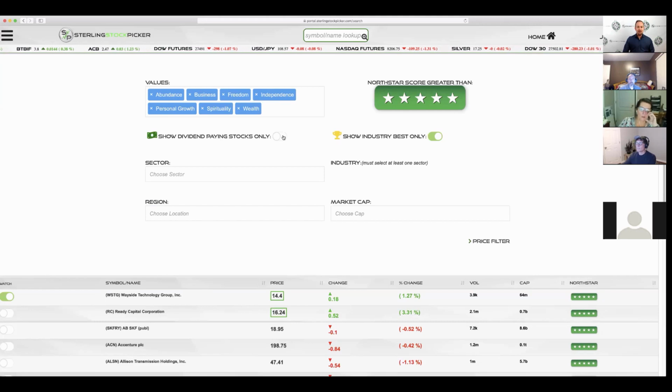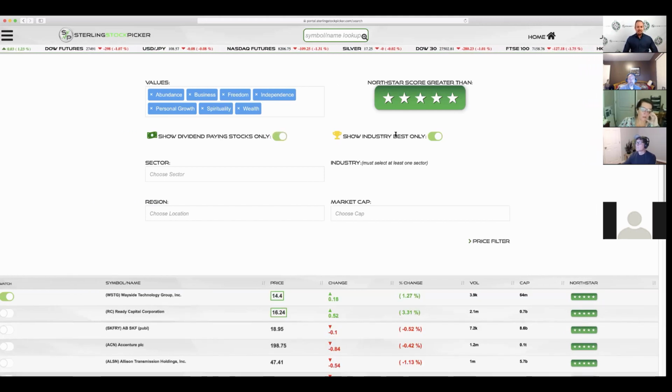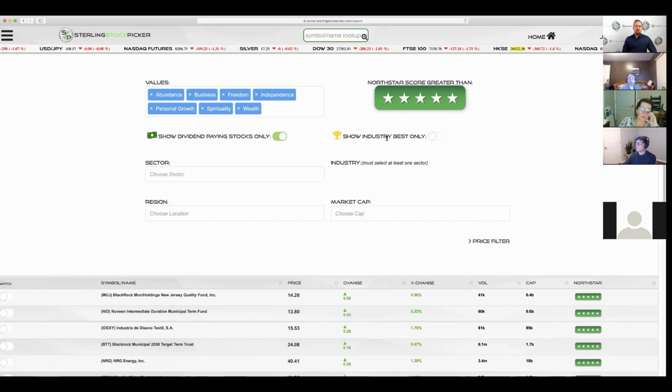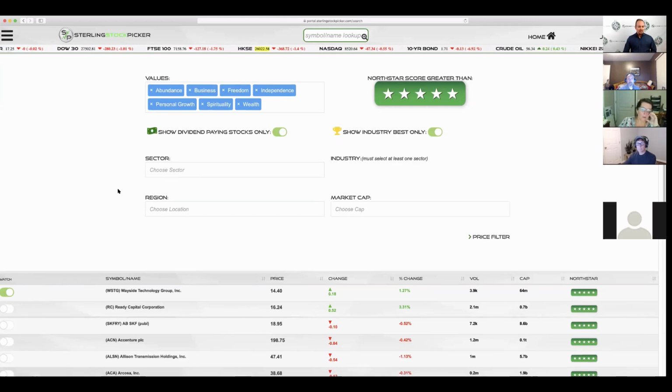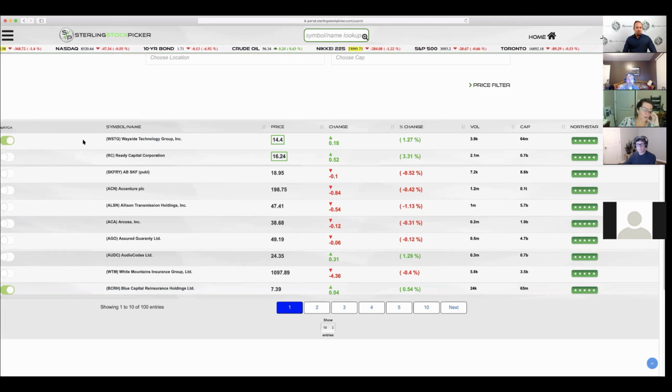So you can then choose whether or not you want to look at dividend paying only stocks by clicking this button. Totally up to you. But let's do that for now. We're going to look at dividend paying stocks. And then we have another toggle button over here called Show Industry Best Only. So these are the companies that are the top performers in their particular industries. So then you would click that button and then scroll to the bottom, and you have 100 entries to look at and view.